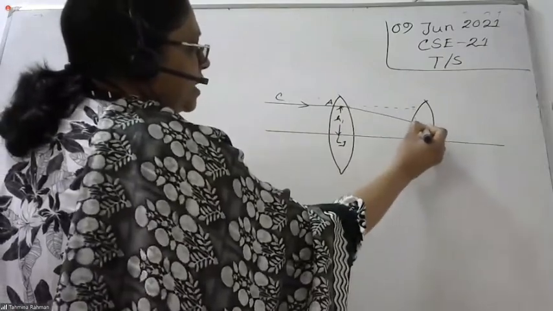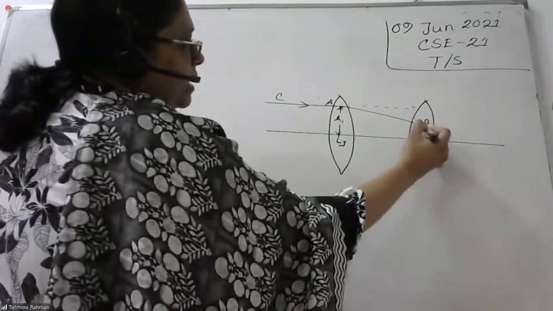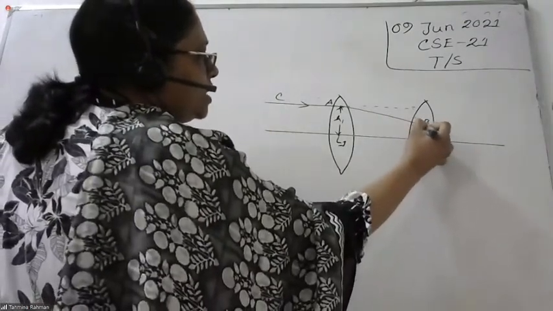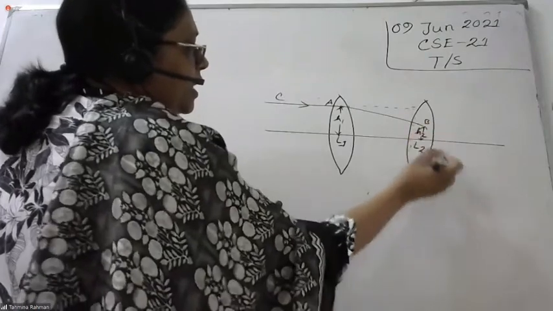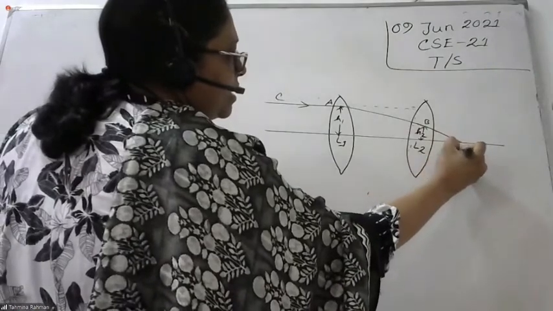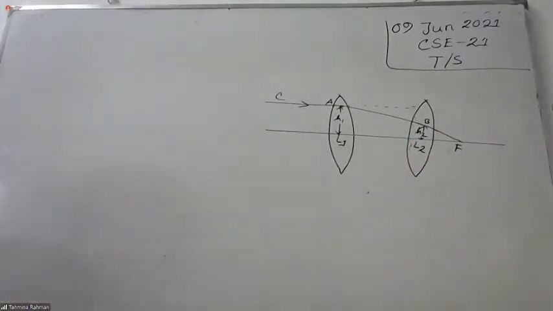So it reached here. This point is B. And for the second lens, that is the object height H2. Then it will again deviate. It again deviates, and if we get the point F.